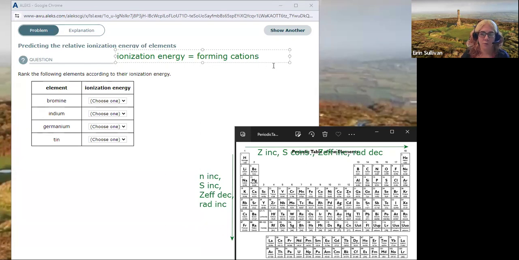And then, of course, you have subsequent ionization energies. So the second ionization energy is going to be removing 1 electron from a +1 cation, and so on and so forth. So technically, we're just talking about their first ionization energies when we're talking about trends.